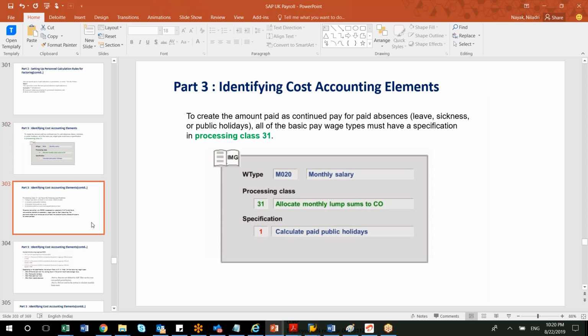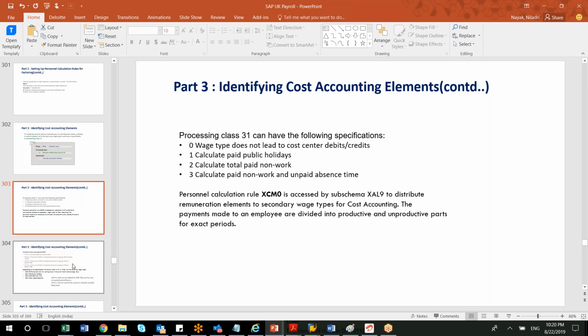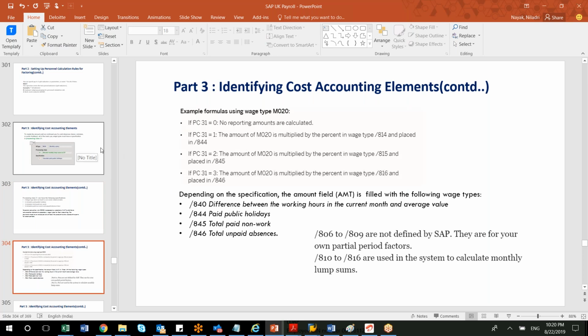Similarly, the next one, I have given multiple other examples. What will happen if we do not have the same specification? As I was telling, there will be different secondary wage types. Whenever you are doing any kind of factoring, what will happen? Here I have given one example. There will be 16 different types of period factor that will be generated by SAP.